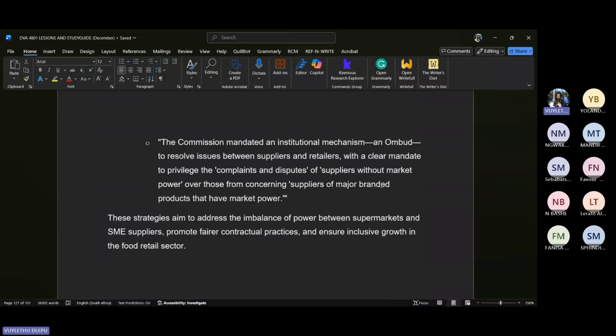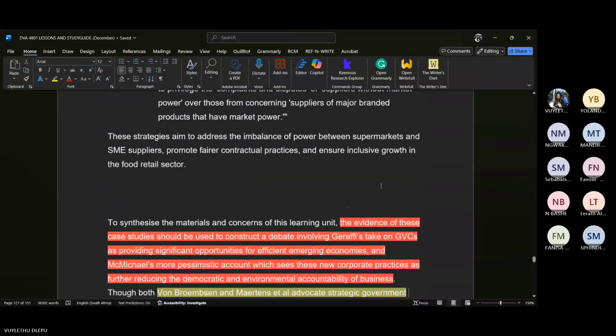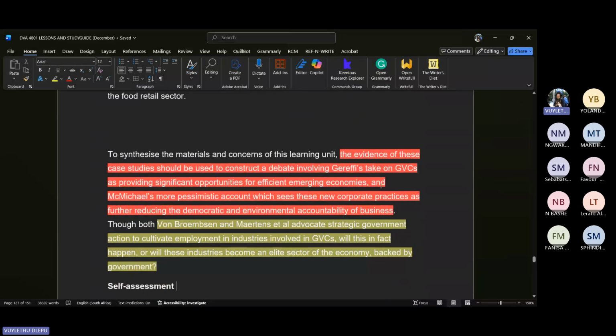So from all this above information, you should be able to now come up with your own little summary paragraph to answer the question that I scrolled to above. And then I think this is almost the last section.